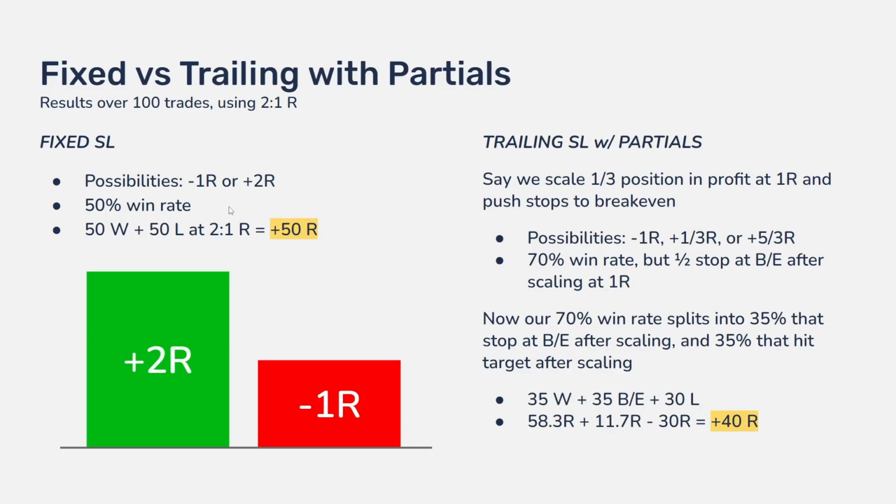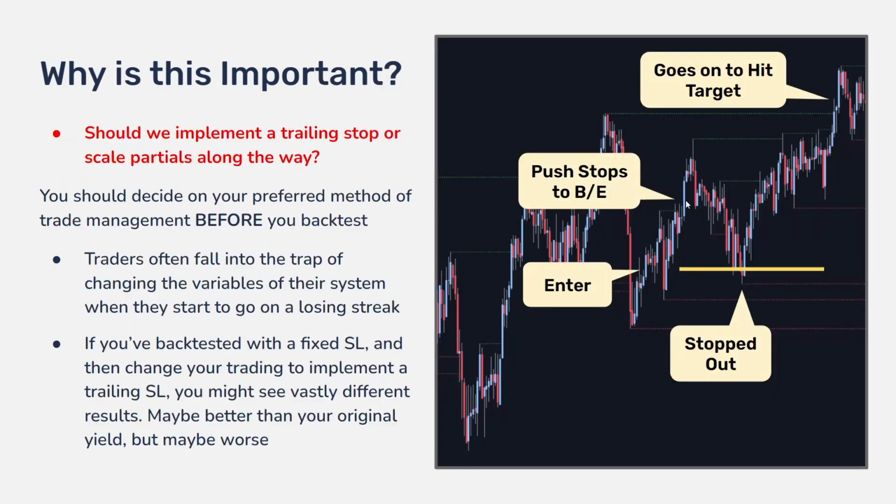Now you could also consider trailing stops and scaling out with partials. So similar to the last scenario, where you would have pushed your stops to break even to trail your stops, now if we're trailing and trying to scale, let's assume that once we get to 1R, that's when we're going to take off 1/3 of our position and push stops to break even.